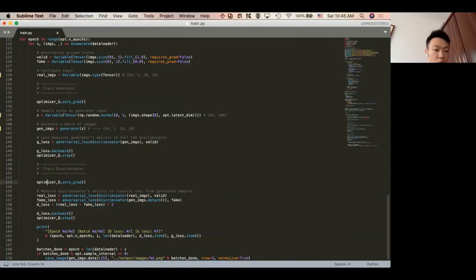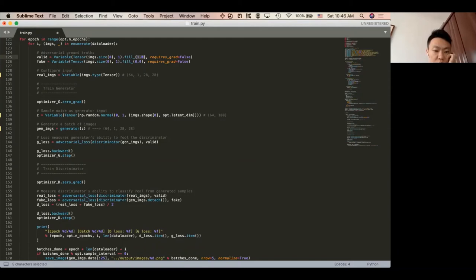And now this is the part where we train the generator, and now we train the discriminator. As always, we take a zero grad here, and then the discriminator has two cases. The first case is for the real images, where we tag the real images with the valid label, the real example, the one as the label value, right?